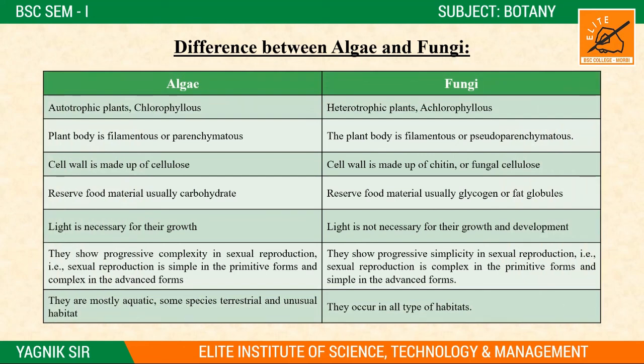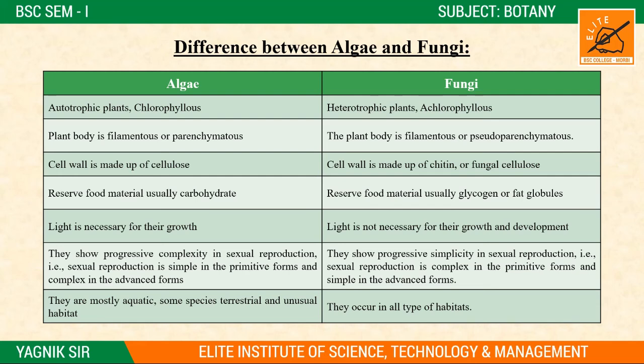So first is algae and another is fungi. Normally algae is autotrophic, which means chlorophyll is present, and normally the pigments are chlorophyll a and chlorophyll b, right? These pigments are present in the whole algal group. Compared to that, fungi is heterotrophic because chlorophyll is absent, right? Fungi cannot manufacture food because chlorophyll is absent. That is why it is called achlorophyllous or non-chlorophyllous, right?